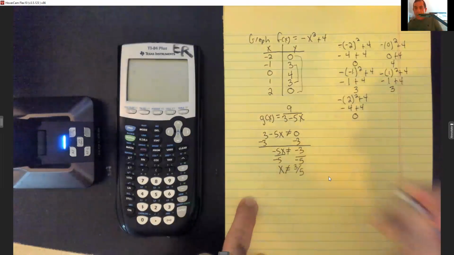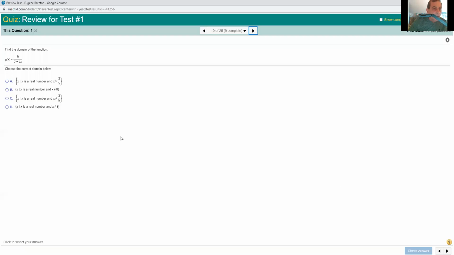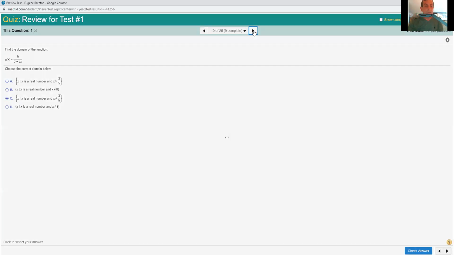So let's go back now. So the only number that my x cannot be is 3/5. So let's see what they're saying over here. Oh, no, watch out now, because we're not saying x can be greater than or equal to 3/5. We're saying x cannot equal 3/5, which would be C. So we got C, then we move on to number 11.